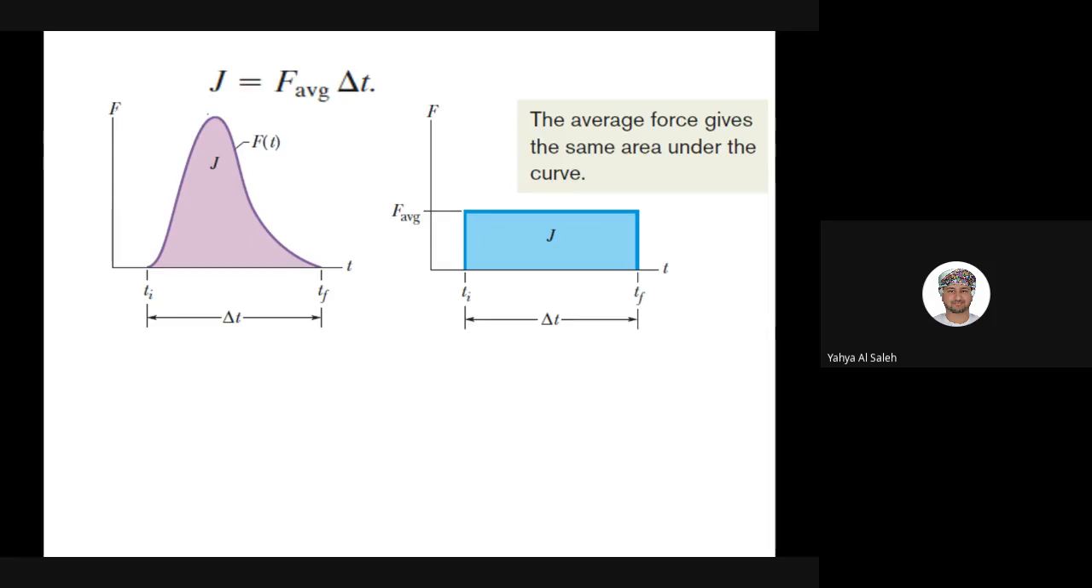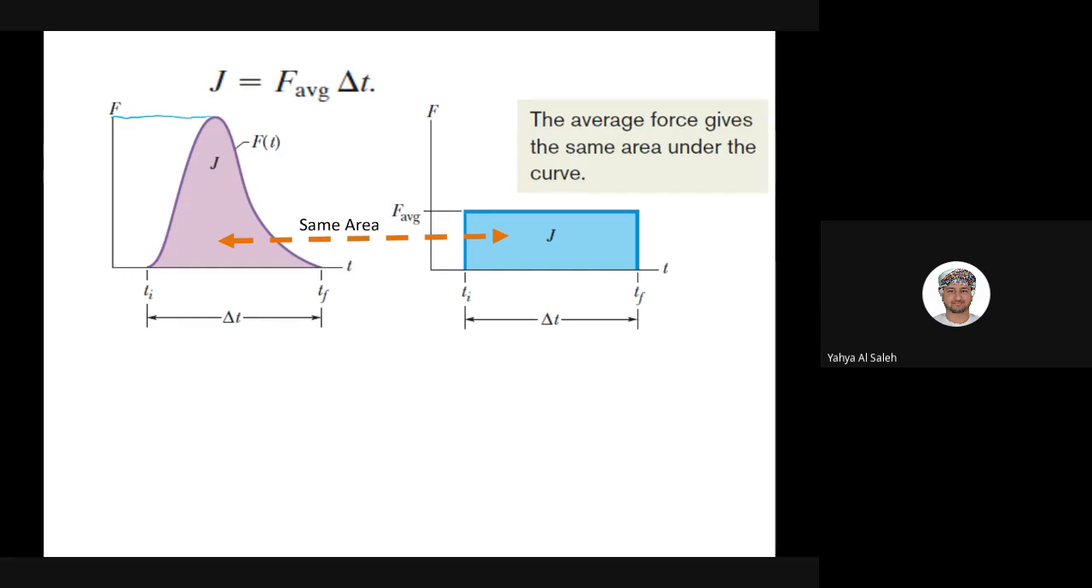The purple one will hurt most because your force level is actually going much higher. Now the area is the same. So the total effect is the same. But the amount of hurt you get depends on how quickly that force or that energy goes into you or out of you.